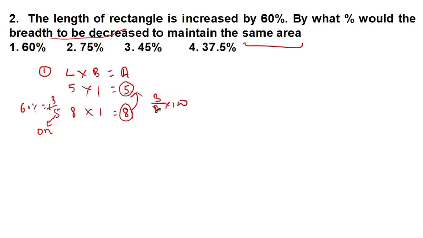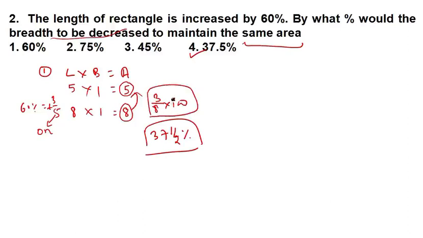Now tell me, what is the percentage value of 1 by 8? The percentage value of 1 by 8 is 12 1 by 2%. If you multiply with this 3, you will get 37 1 by 2%. So option 4 is your right answer. In case you do not know how to do it, please see my previous video. You will understand how I did it. 1 by 8 in percentage form is 12 1 by 2%, and then I multiply with this 3, then it becomes 37 1 by 2%.